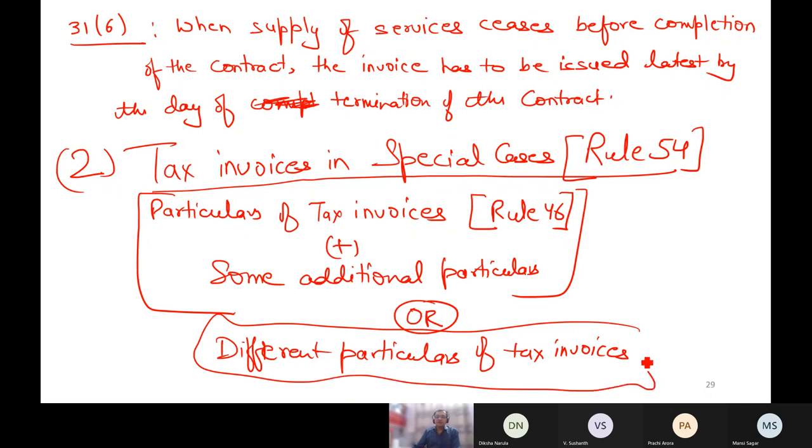So rule 54 talks about special cases, where in some special cases rule 46 particulars plus 2 or 3 additional points are needed, or in some special cases ignore rule 46, altogether different particulars are there. Now what are those particulars? That is not in your course, but what is in your course is those cases. So you have to learn those cases. Now what are those cases?